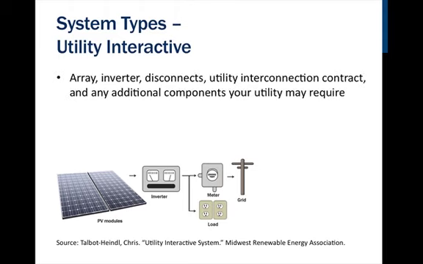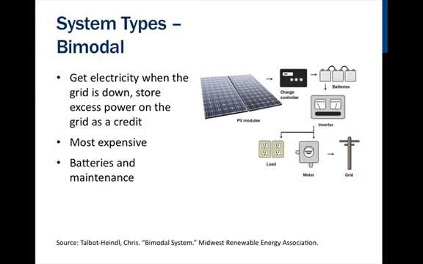A utility interactive system includes the following components: an array, inverter, disconnects, utility interconnection contract, and any additional components your utility may require. A bimodal system is the best of both worlds.